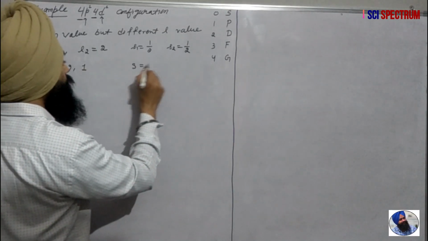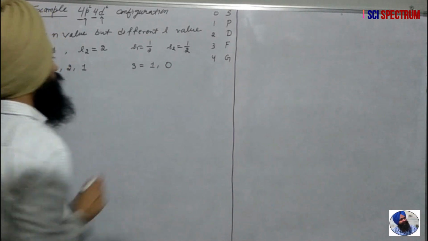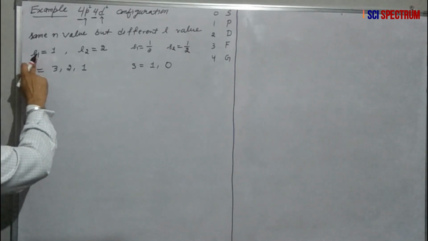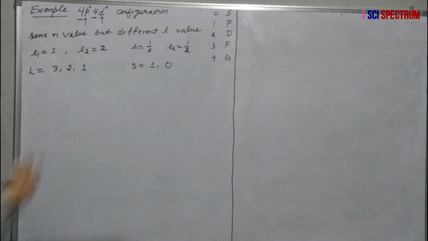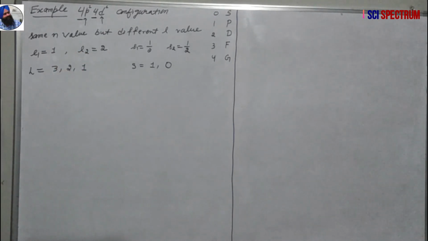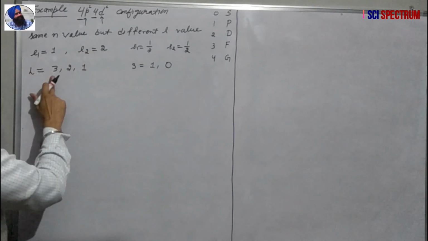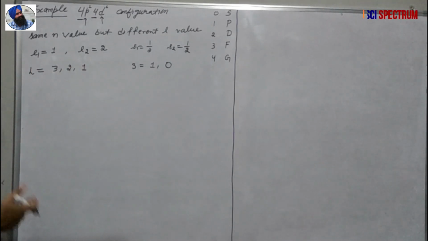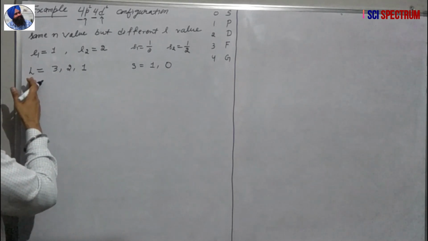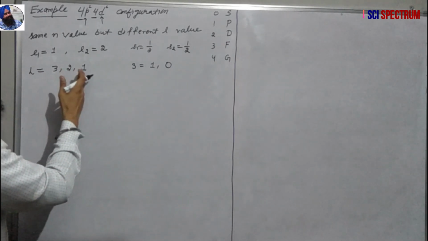And S is 1 and 0. So we have used l1 plus l2 down to the mod of l1 minus l2. So l1 plus l2 is 3, and mod of l1 minus l2 is 2 minus 1, which is 1. So the values of L are 3, 2, 1.